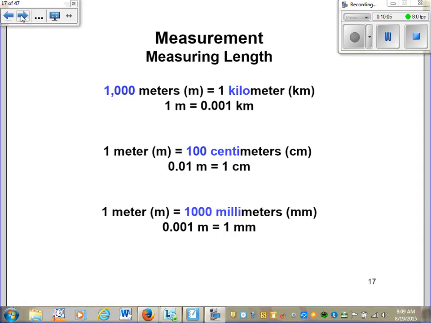There's 100 centimeters in a meter, or 1 centimeter is 1/100th of a meter. So basically, all you're doing is multiplying or dividing by a factor of 10. 1,000 millimeters in a meter, or a millimeter is 1/1000th of a meter. It takes practice, but you'll find that the more you do it, the easier it becomes, pretty much like anything you're going to do.